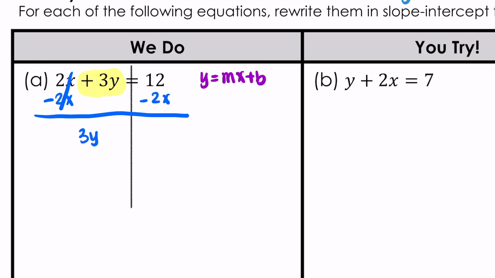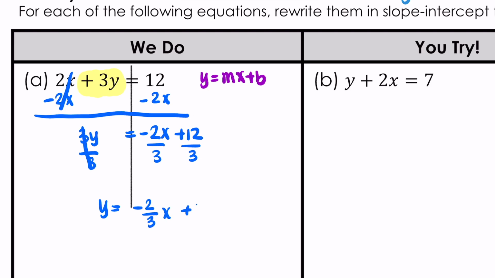So we're going to write 3y equals negative 2x plus 12. And then we have to ask ourselves, how do I get rid of that 3? I'm going to divide every single one of my terms by 3. So I divide by 3, divide by 3, divide by 3, and then my 3's cancel. So now I'm left with y equals negative 2 over 3x plus 4.